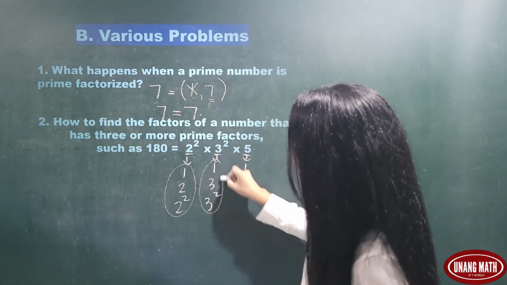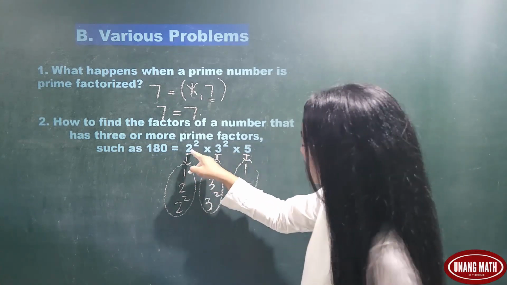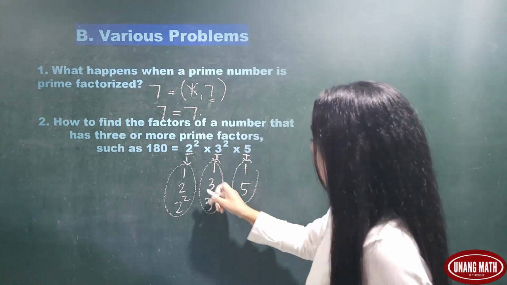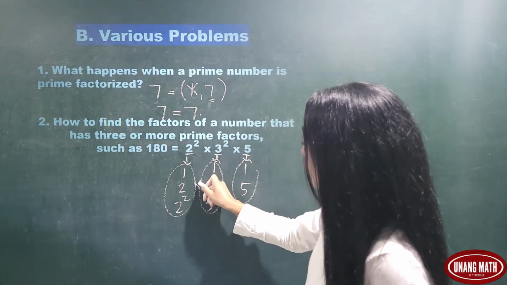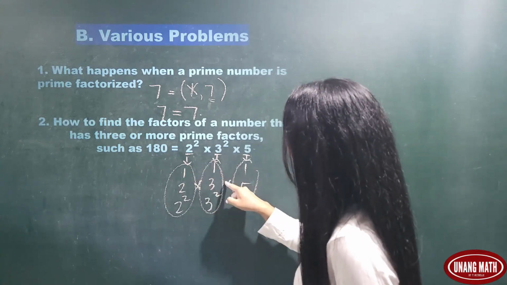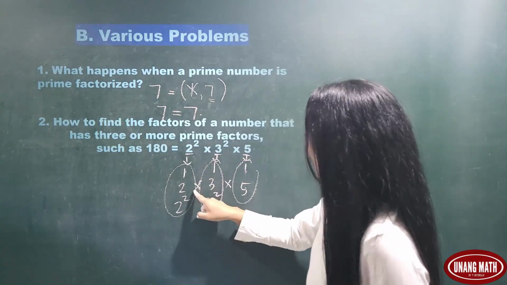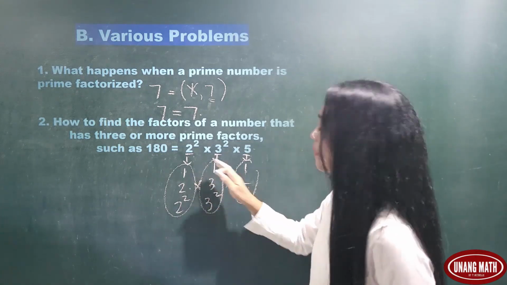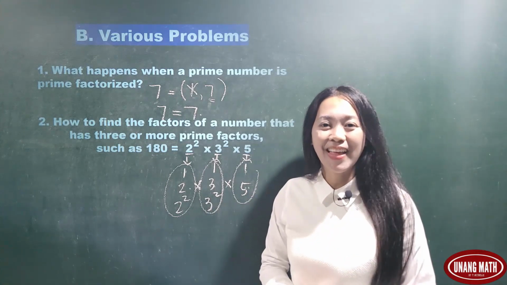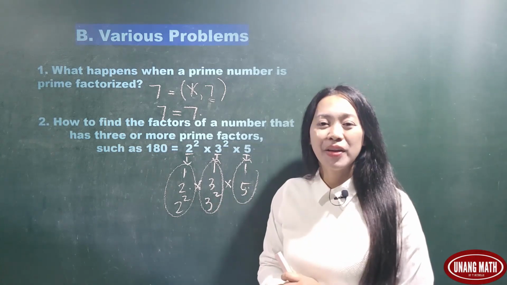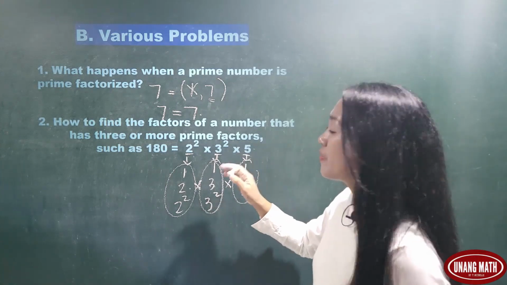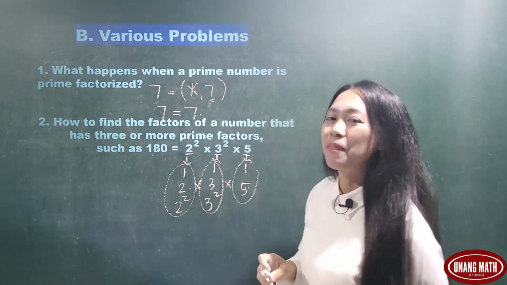Okay, to find all the factors of 180, since we have 3 prime factors, we cannot draw a table. So for us to find all the factors, we have to multiply these numbers together. 1 times 1 times 1, 1 times 3 times 5, 1 times 3 squared times 5, 2 times 3 times 5, and so on and so forth. But this process is very long and complicated. So usually, in exams or tests, they will not ask you to list all the factors of a number that has 3 or more prime factors.